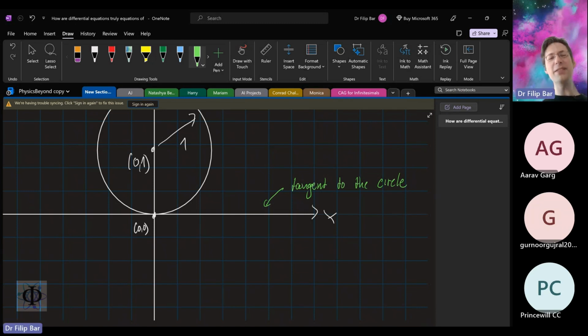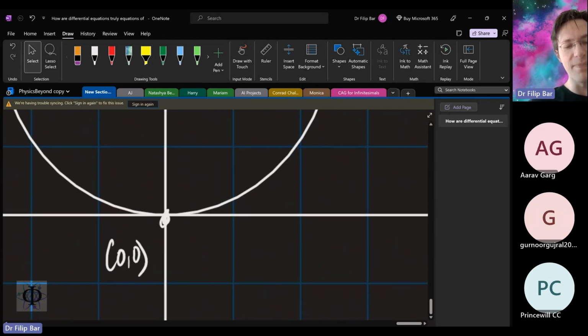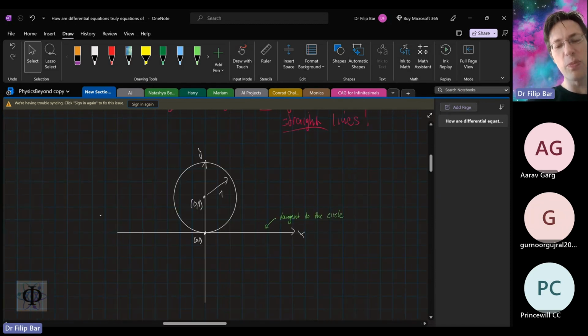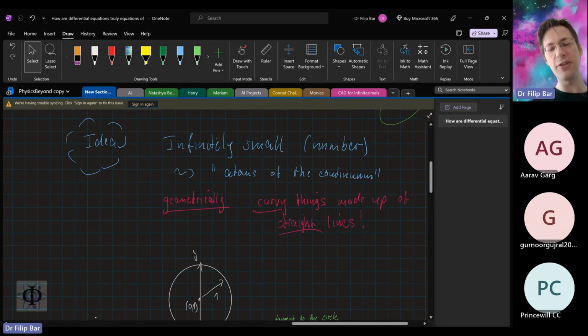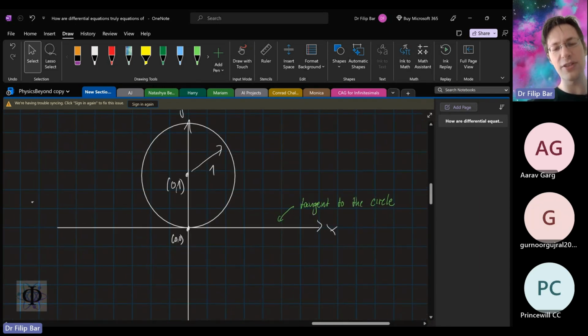But what does it mean to be tangent? Again, we have a geometric idea, but we have not a clear definition. That doesn't matter. At the moment, we just work with the geometric idea. And we now need to explore this geometric idea, how that could lead us to the idea of infinitesimal. Maybe someone has a suggestion.